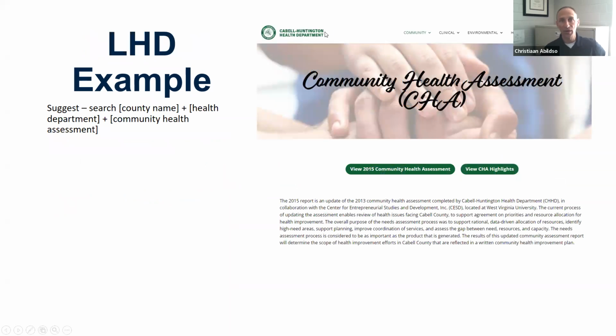Here's an example from a local health department, from the Cabell Huntington Health Department, which is one of, I believe, 2 accredited health departments in West Virginia. So for this one, the suggested search online for community health assessment and the local, you could just use your county name and health department. So in this case, I looked up Cabell County Health Department needs assessment or health assessment. And you can see the last one that's posted online is 2015, that I could find. Okay.